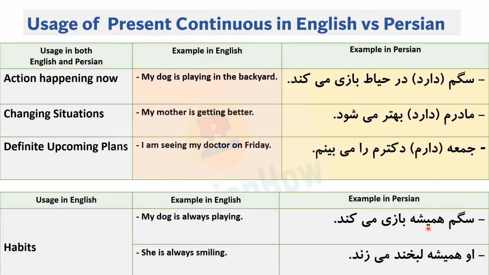We cannot use the time adverb همیشه, which means always, with the auxiliary verb dar, which in this case will be دارد. So I cannot say سگم دارد همیشه بازی میکند. It's just they don't go well with each other. So we just use present tense, without the auxiliary verb. Or for example, she is always smiling. او همیشه لبخند میزند. I cannot say او دارد همیشه لبخند میزند because of the time adverb همیشه. So we just use present tense without the auxiliary verb.